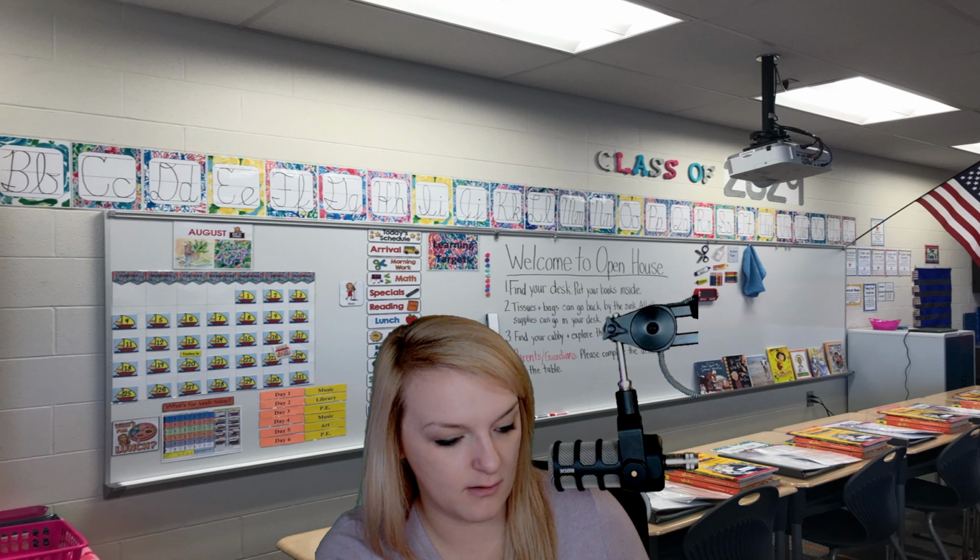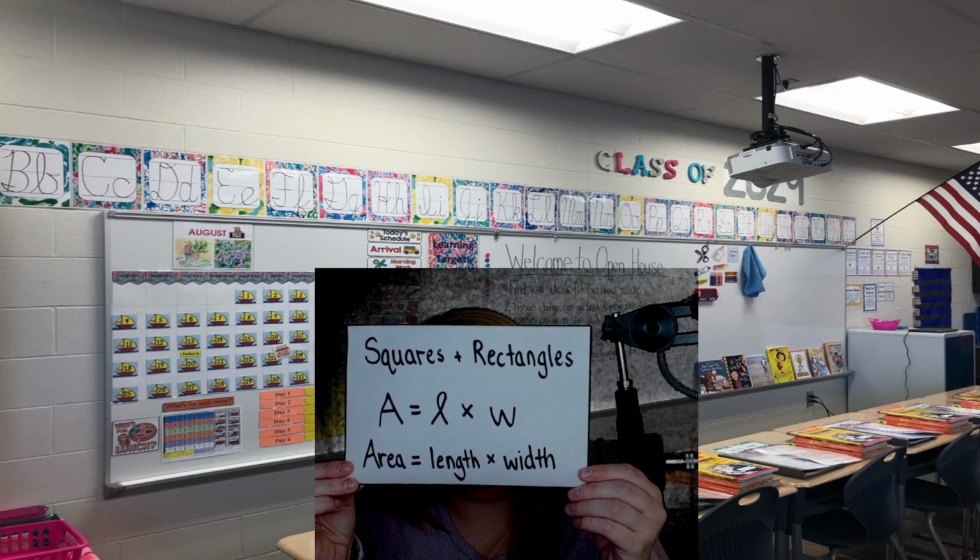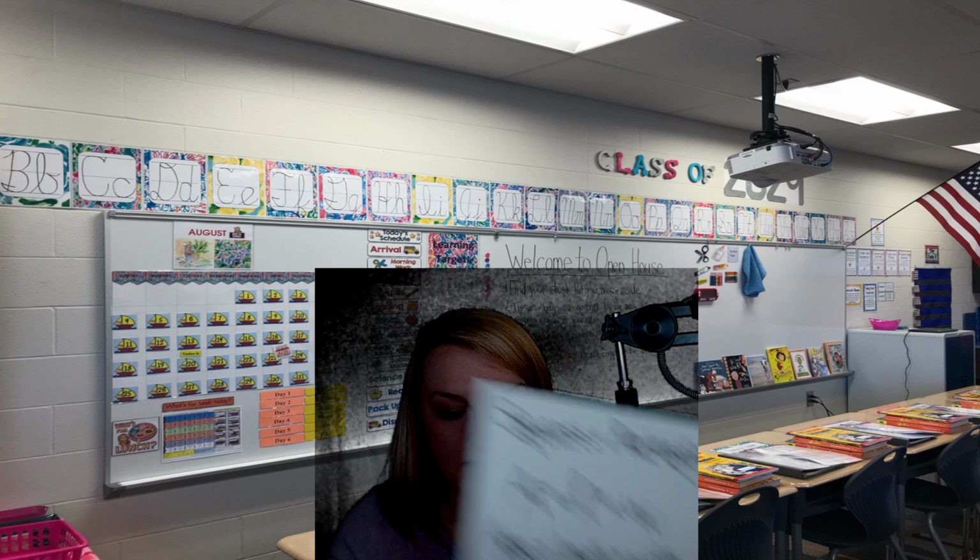All right, I have 2 more. These do not have squares or dots. It's just a rectangle or a square with sides labeled. So we have to go back to what we learned for squares and rectangles. Area is length times width.